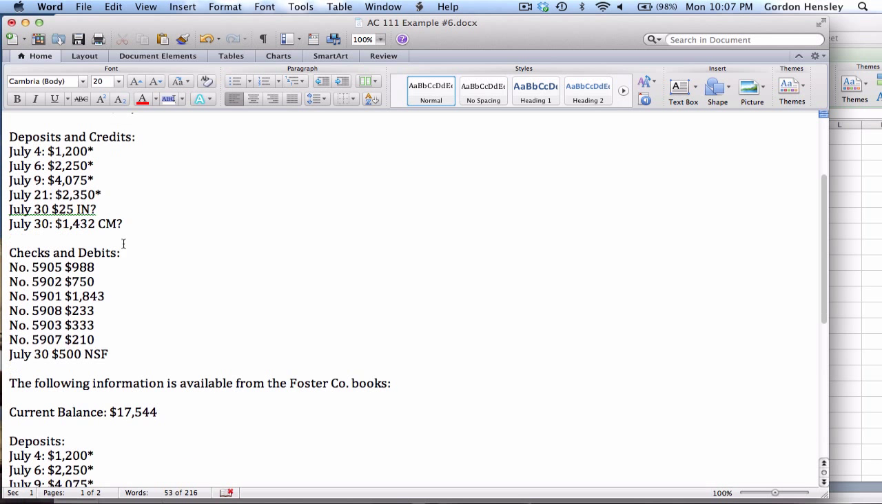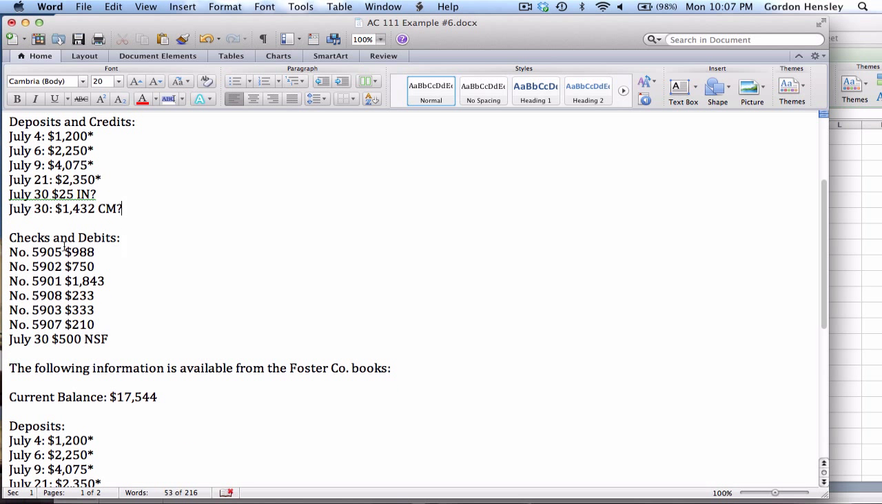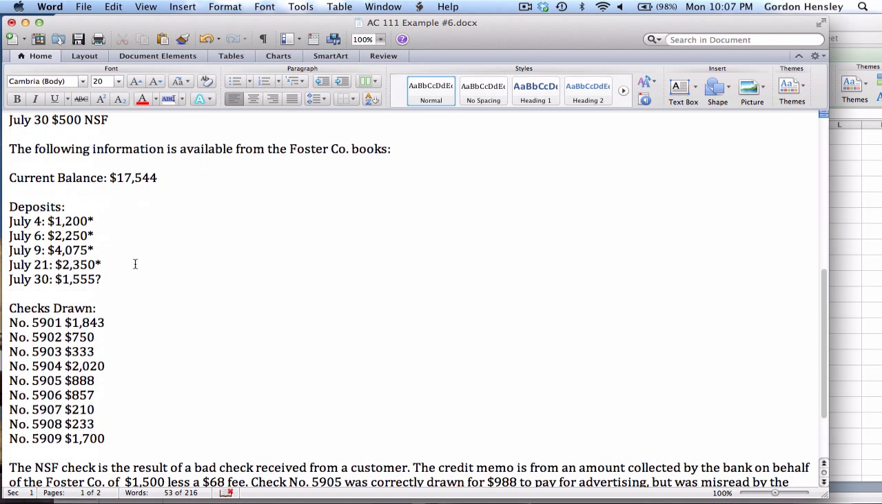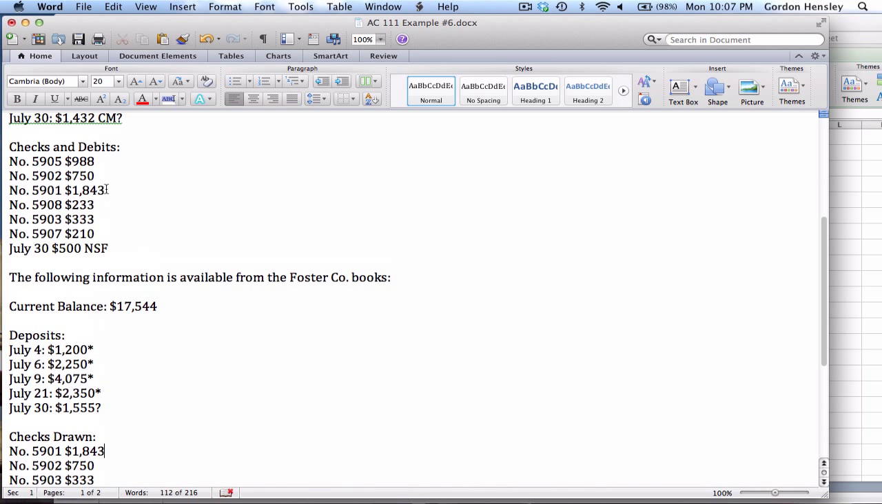Now, I also want to do the same thing for checks. I've got checks and debits here, I've got checks here. I want to compare those two and see how they match up. Maybe they match, maybe they don't. So the first check that I wrote was check number 5,901 for 1,843. Well, up here, 5,901 for 1,843. So that one matches up. That one's okay.